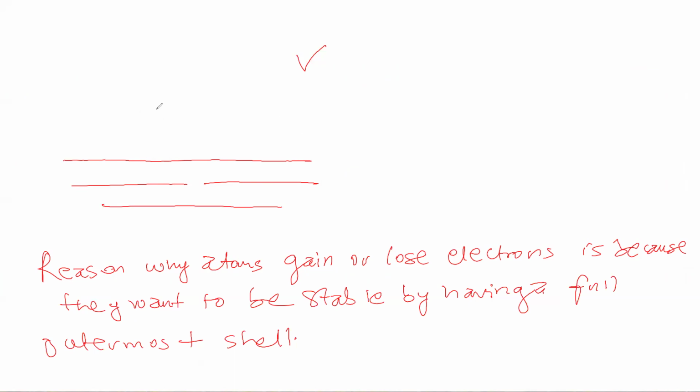Now, how do we know if a shell is fully filled? Here is how you know. Remember, I taught you in the previous class that in order to know how many electrons a shell can occupy, you use the formula 2n squared. Do you remember this formula? Who remembers it?